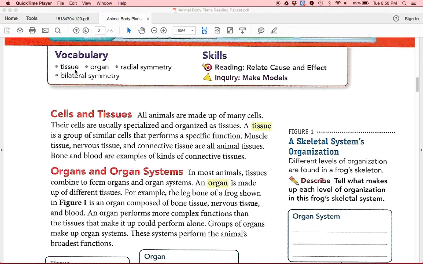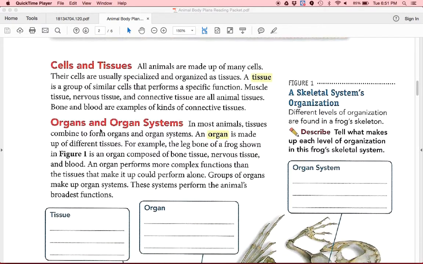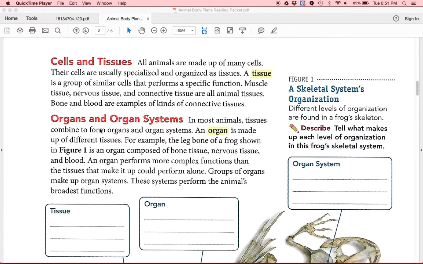Up here you can see the vocabulary is going to be defined in the reading: tissue, organ, radial symmetry, and bilateral symmetry. Cells and tissues. All animals are made up of many cells. Their cells are usually specialized and organized as tissues. A tissue is a group of similar cells that perform a specific function. Muscle tissue, nervous tissue, and connective tissue are all animal tissues. Bone and blood are examples of kinds of connective tissues.